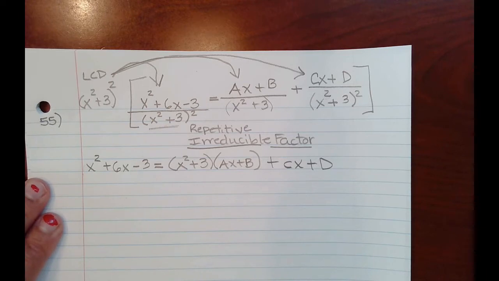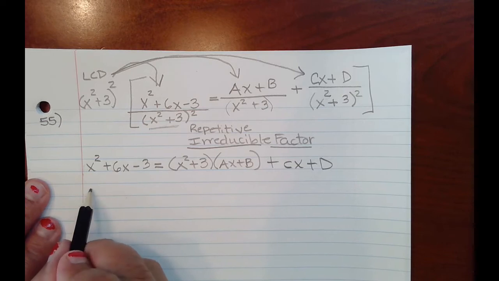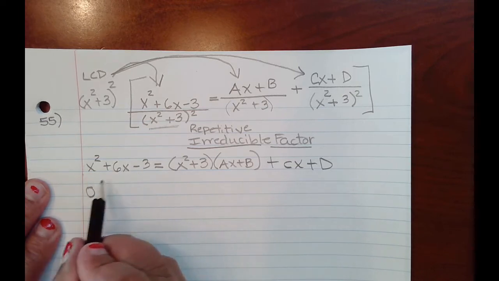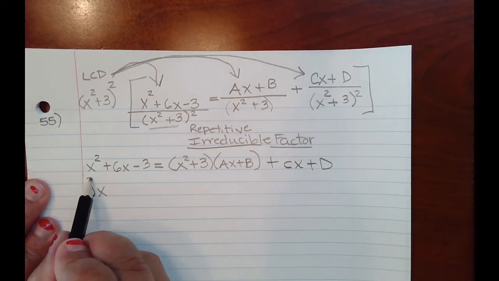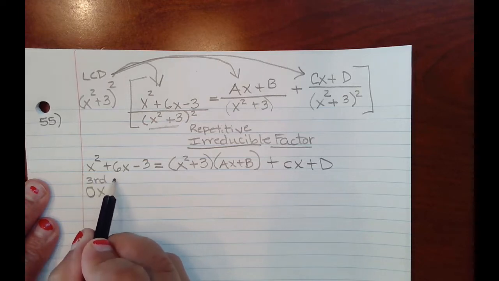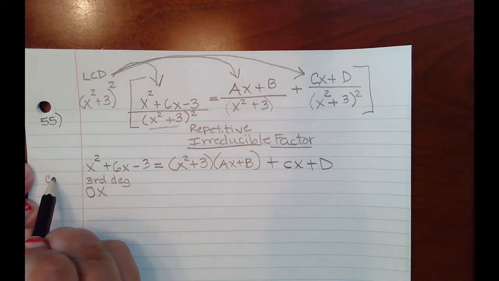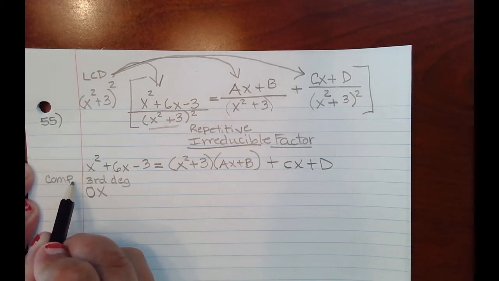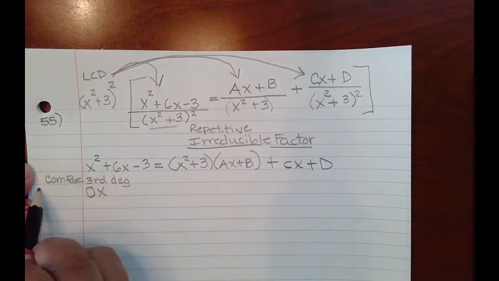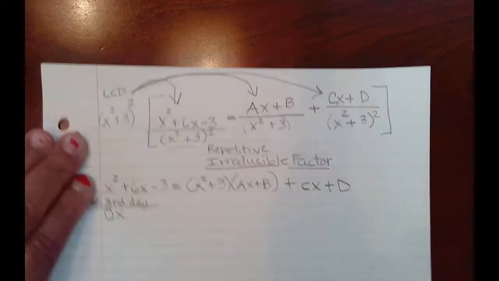Okay, so we can compare second degree terms. We can compare third degree terms. There is very little of the third degree term. For instance, notice that on this side there are no third degree terms whatsoever. Let's see what we get when we pick out all the third degree terms. Will this help us to get one of the values?